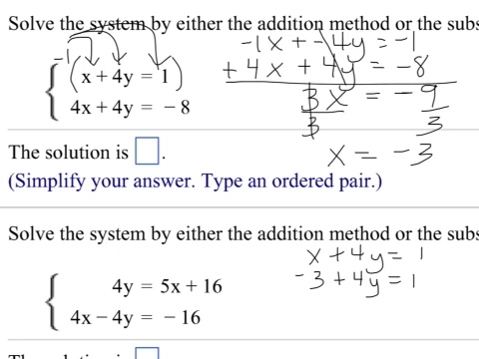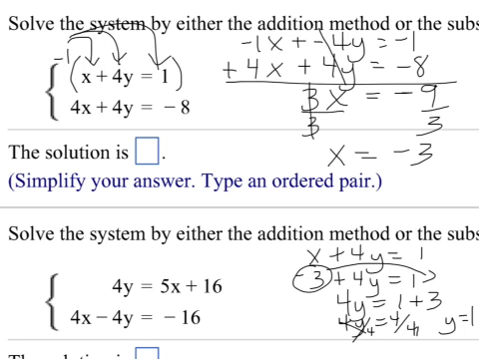Now I'll move my like terms together. So I moved -3 over to the other side and made it plus 3. Then I divided everything by 4, so y equals 1. So the solution to this system is -3, 1.